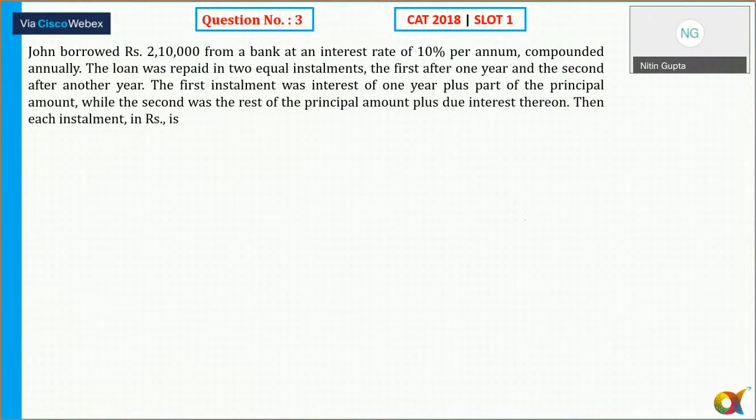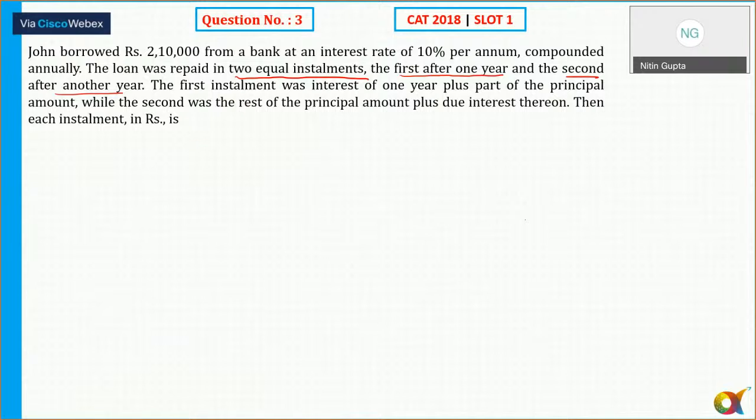When I was writing the CAT in the year 2018, the moment I saw compounded annually, I knew the method. It said John borrowed rupees 2,10,000 from a bank at an interest rate of 10% per annum compounded annually. And the loan was repaid in 2 equal installments. So I know it's a case of equal installments. The first one after 1 year and the second one after another year. The first installment is what? Interest of 1 year plus part of the principal, while the second was the rest of the principal amount plus due interest thereon. Then each installment.